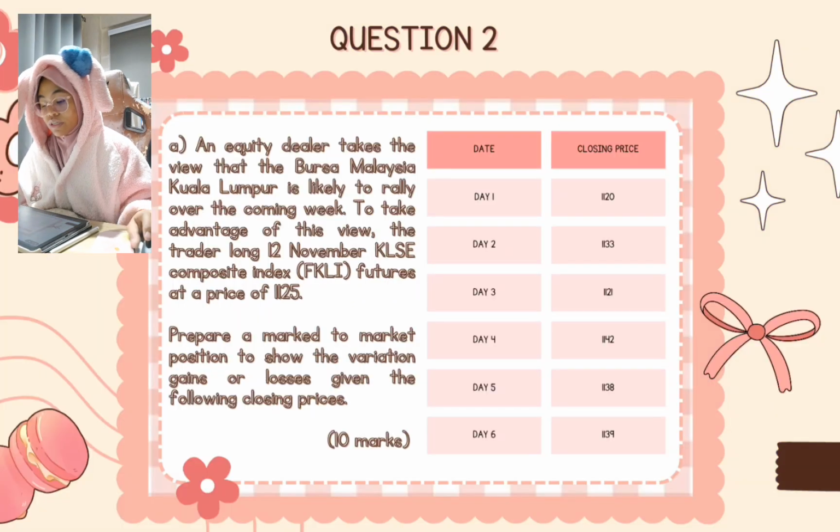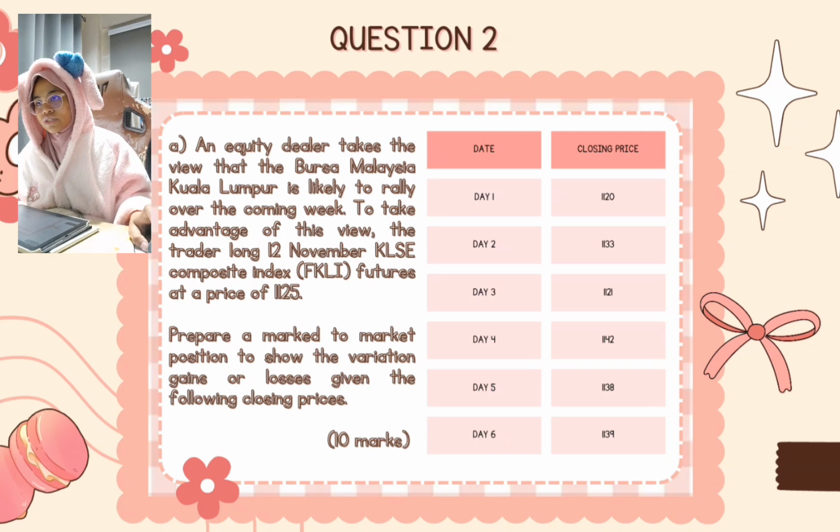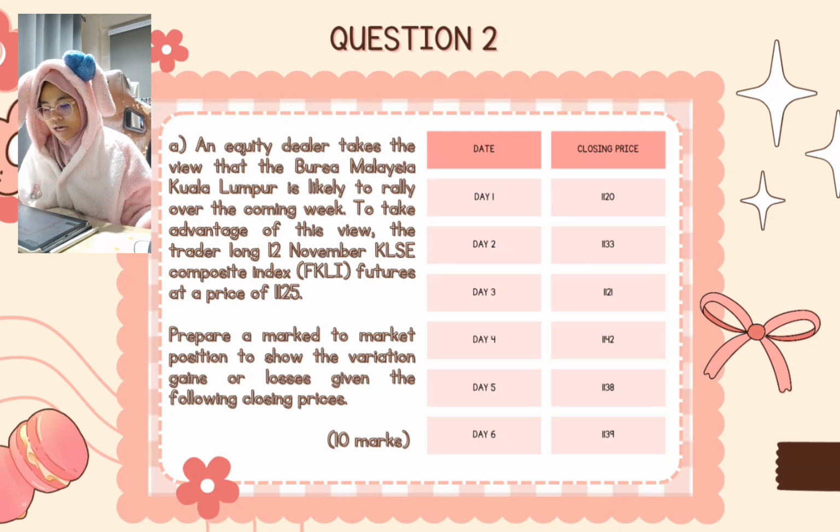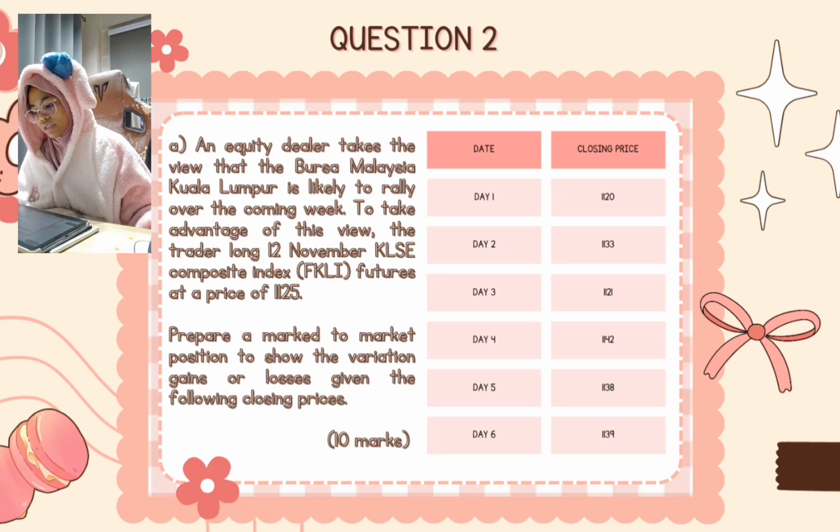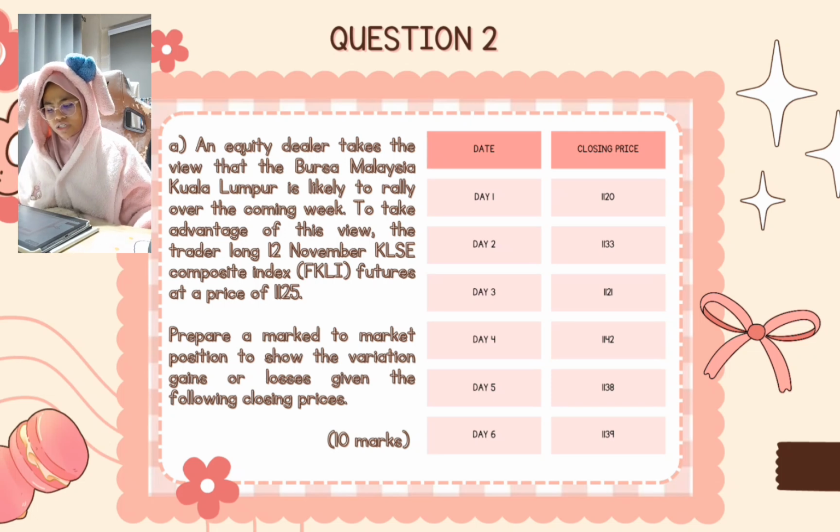So, next question. Question 2A of part B. An equity dealer takes the view that the Bursa Malaysia Kuala Lumpur is likely to rally over the coming week. To take advantage of this view, they traded long 12 November KLSE Composite Index futures at a price of 1,125. Prepare a marked to market position to show the variation, gains or losses given the following closing prices.